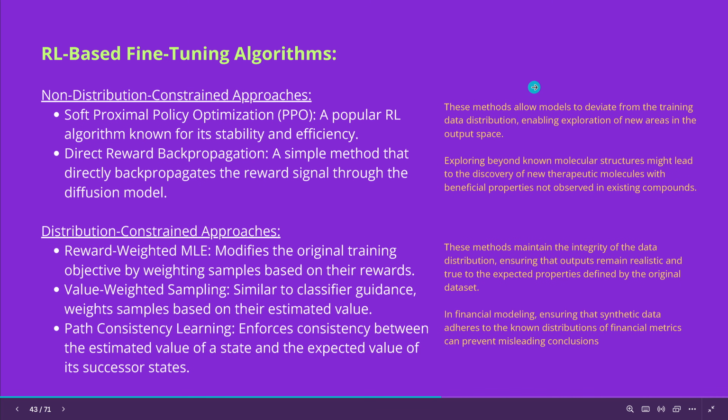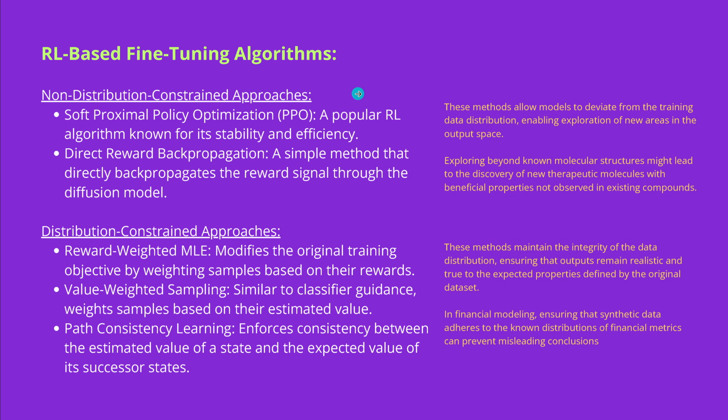Really? Is it that simple? Not really, because we have a lot of different reinforcement learning-based fine-tuning algorithms that are either non-distribution constraint or distribution constraint. So what does it mean? The non-distribution constraint ones like PPO are particularly beautiful since those methodologies allow the model to deviate from the training data distribution, enabling the exploration of new areas in the output space, in the chemical possibility space of molecular compounds. However, sometimes you do not want this.